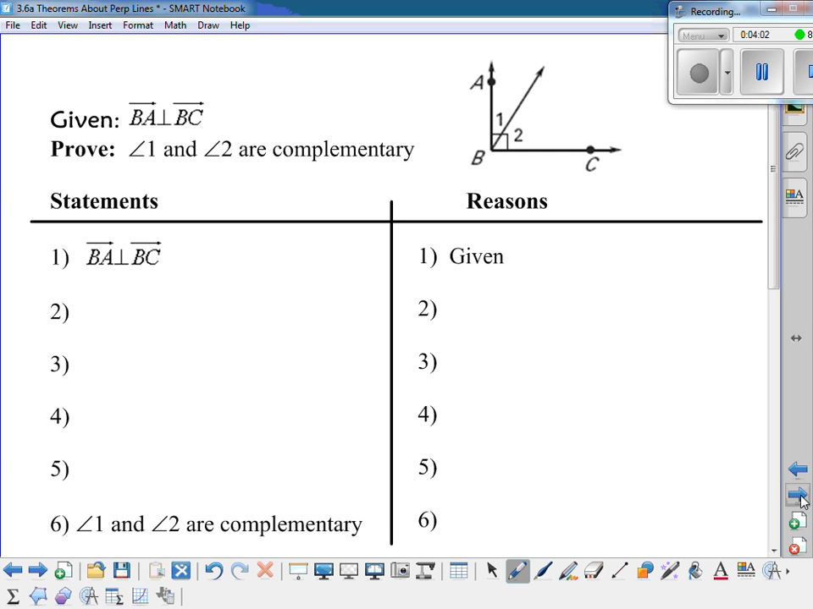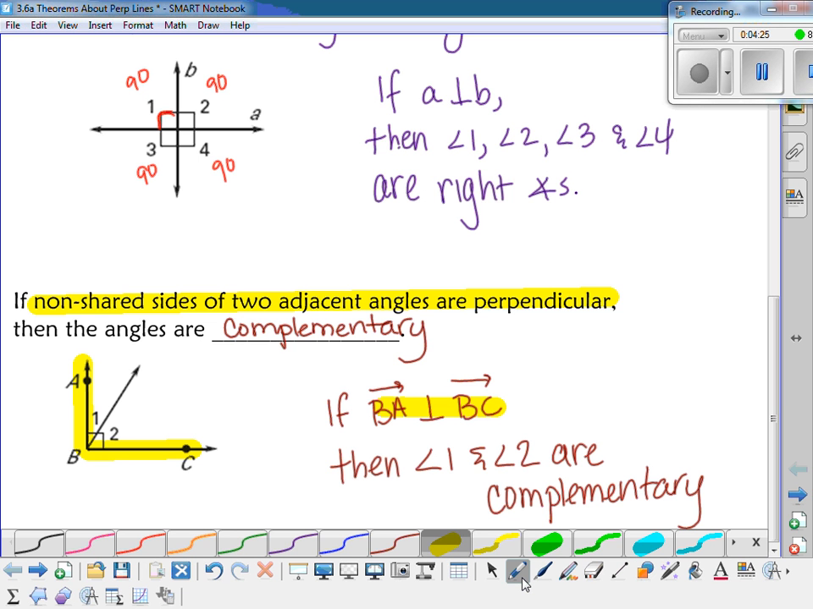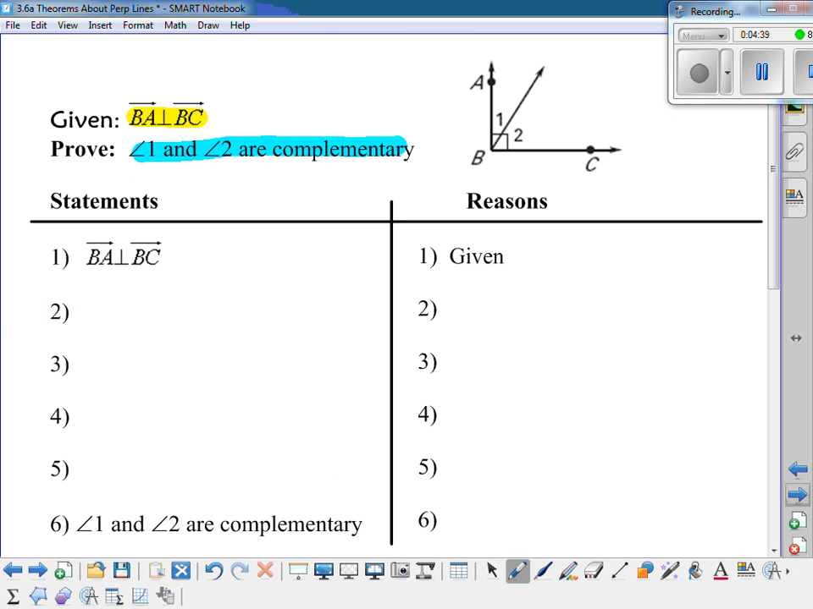And so you can see here, we're given BA is perpendicular to BC, and so you'll recall the given is what comes from the hypothesis. Non-shared sides of 2 adjacent angles are perpendicular. That's the general statement. Here is a specific one to do with the picture, so that's what we use for the given. And what we're going to prove comes from the conclusion: the angles are complementary, and then more specifically for this figure, angles 1 and 2 are complementary. So that's where the given and prove come from when we're proving a theorem.